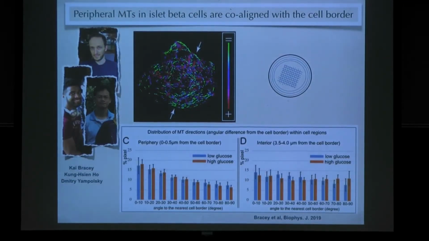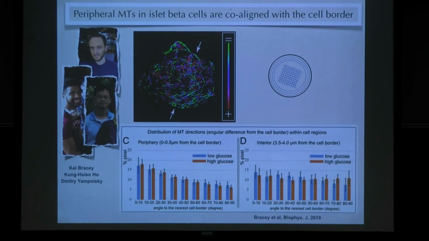Now, we have analyzed this directionality. This was quite a bit of computational analysis, and Dmitry has helped us to write this analysis algorithm, and Kangshiena and Kai have done the analysis. So this is how microtubules look in a beta cell. This is a color-coded image. The green means microtubules which are parallel to the cell periphery, and the red is microtubules that are perpendicular to the cell periphery.